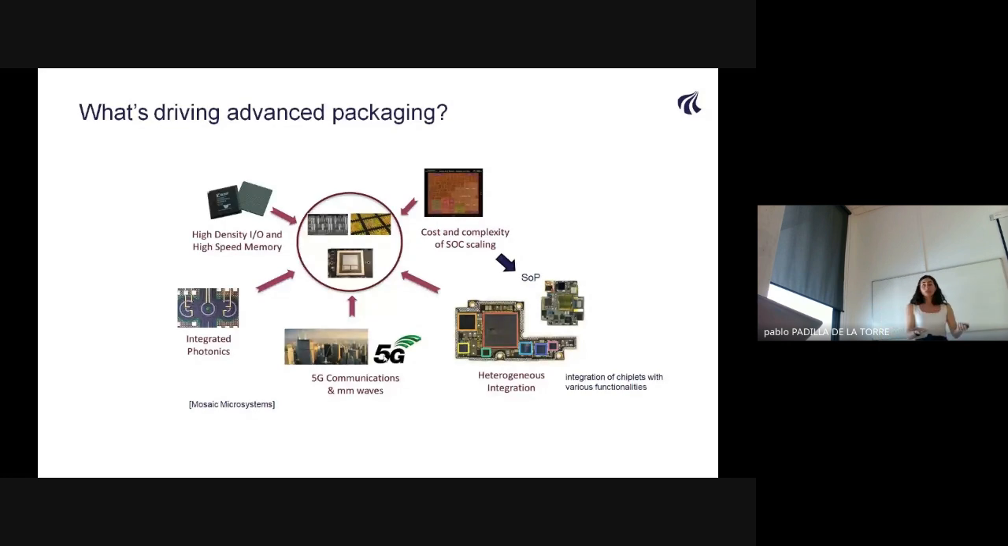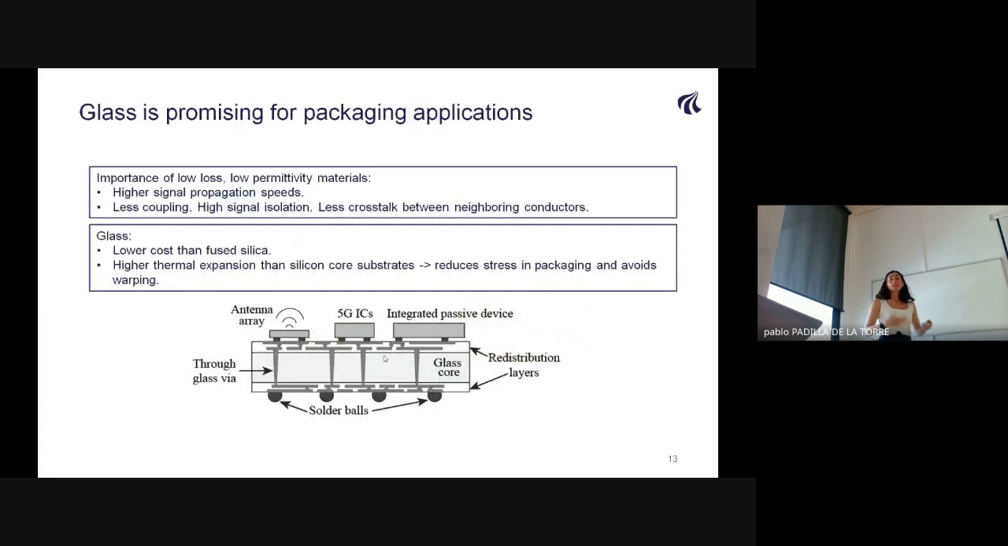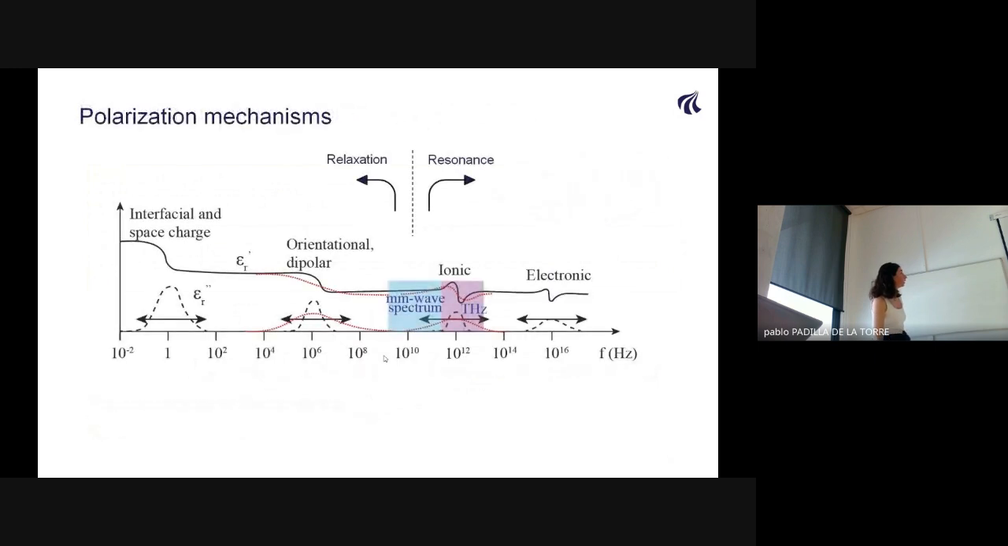What happens here? We have many different packages, many different materials. So there is a mismatch between the electric characteristic and also the thermal characteristic of the material that affect the reliability of the whole solution. So in that sense, glass is a very promising material because we can tune its properties in order to improve the reliability. Also, glass we can design with low permittivity, so you reduce the coupling between adjacent conductors, and it can have lower cost than fused silica, for example. And we reduce the thermal expansion by tuning the coefficient of thermal expansion.